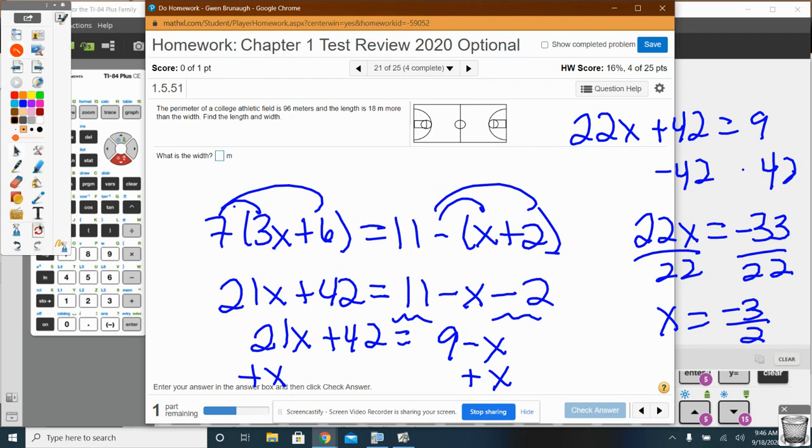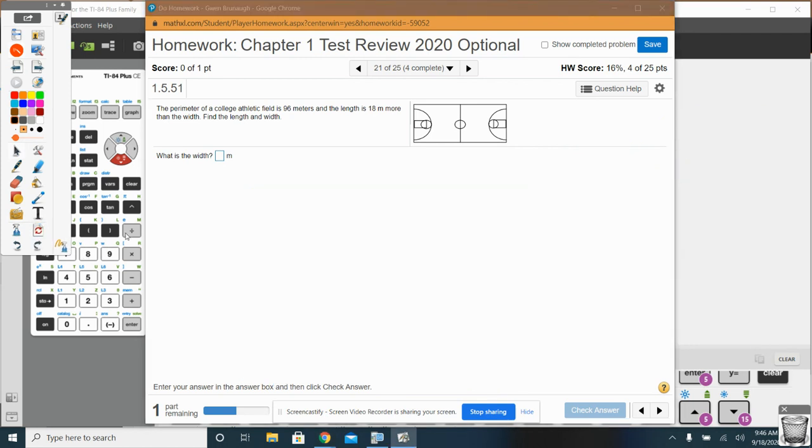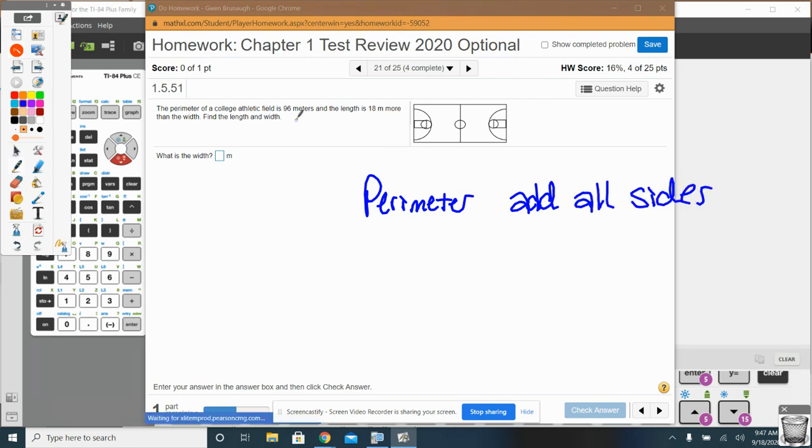Okay, this problem was not on the homework. We did do it in class. It's talking about perimeter. Perimeter means add all sides. So because it means add all the sides, it's going to equal 96. It says that 96 equals whatever all these sides equal.